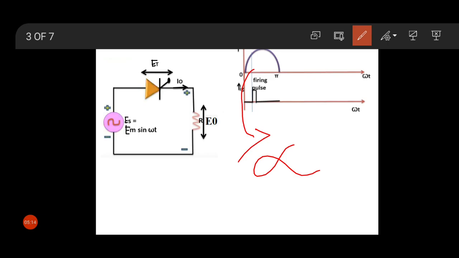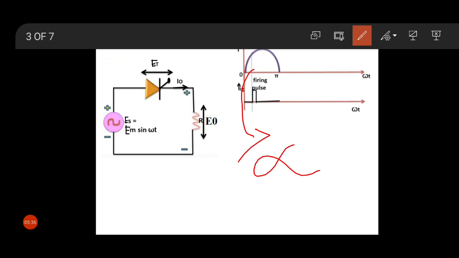This is the gate current, which I have marked as IG. So at this alpha, when omega t equal to alpha, I provide the gate pulse. When we provide the gate pulse, at that time the supply voltage starts to flow through the load.